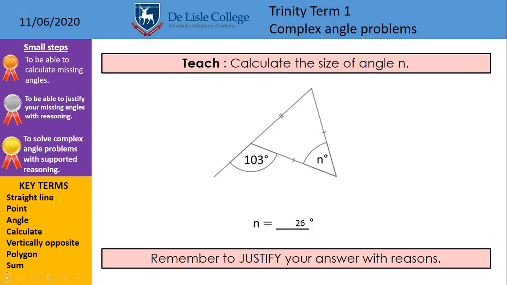So, a few more complex ones here. Calculate the size of angle N. So this would be an example of go through because actually the answer's already appeared there. First of all, let's recognise we have got an isosceles triangle because we've got those 2 lines. Those 2 lines indicate that the angles opposite them will be the same.